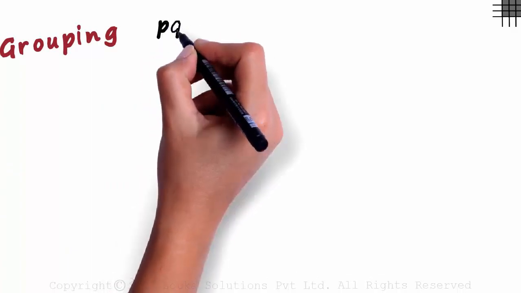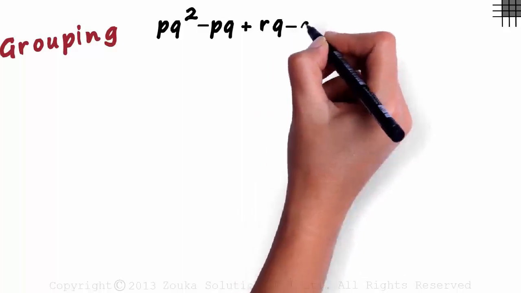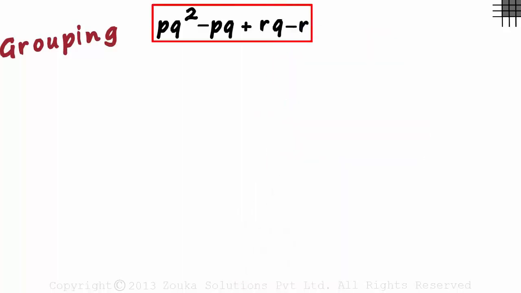There are many ways to factorize a given polynomial, and one of them is by grouping terms. Look at this example: pq squared minus pq plus rq minus r. How do we factorize it?